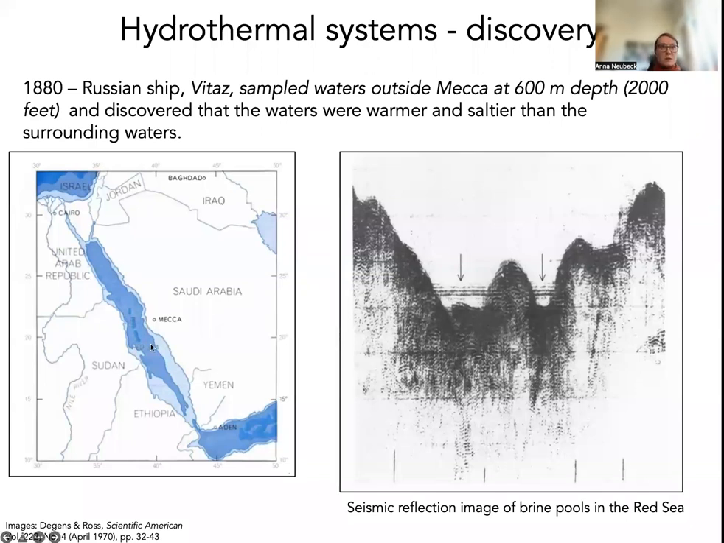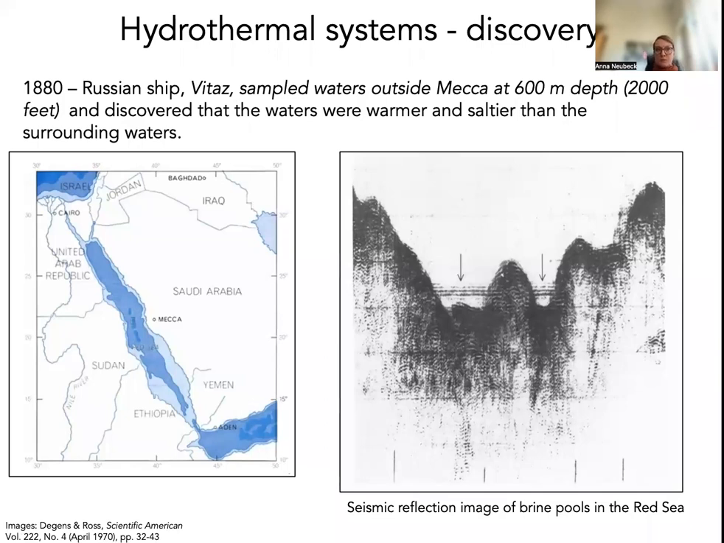And as you can see in this picture here, they were sampling from one of these three pockets outside Mecca. And these pockets are, as you can see here in the seismic reflection image, small depressions in the ocean, or rather, they're quite big. And you can see in the seismic reflection image that they're filled with salt brine, so very heavy salty water filling up these pockets. This seismic reflection image is not from the 1880s, of course, but it shows where they were sampling from.